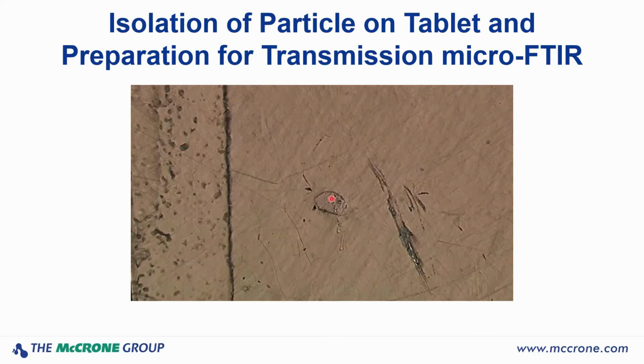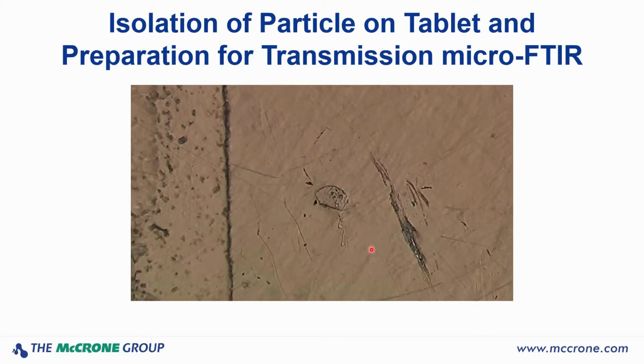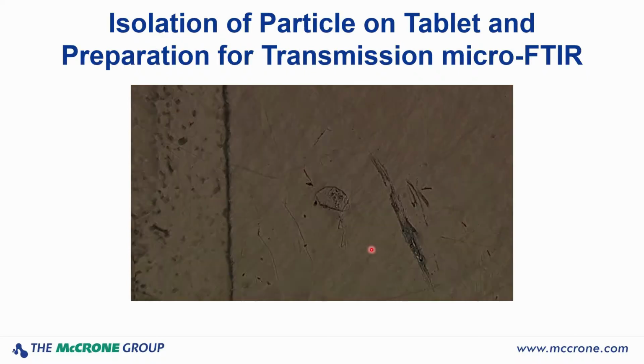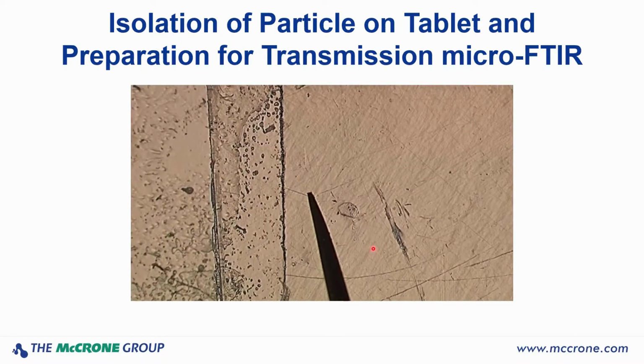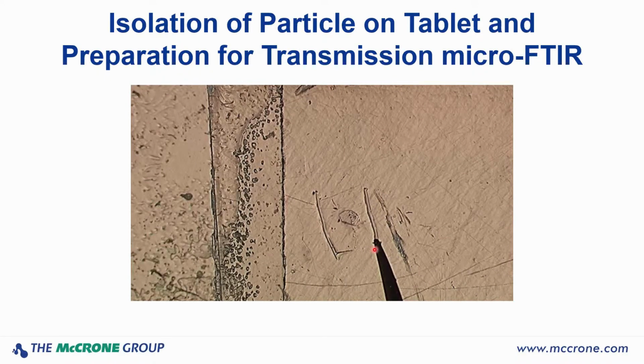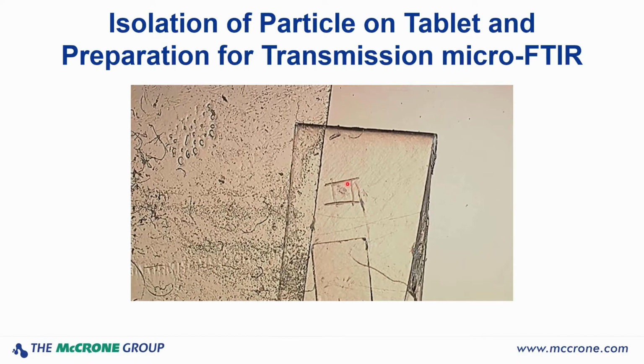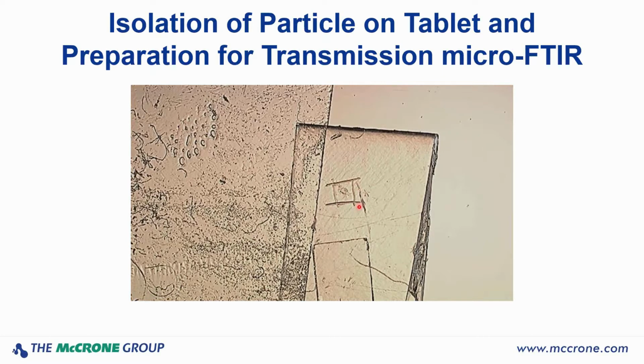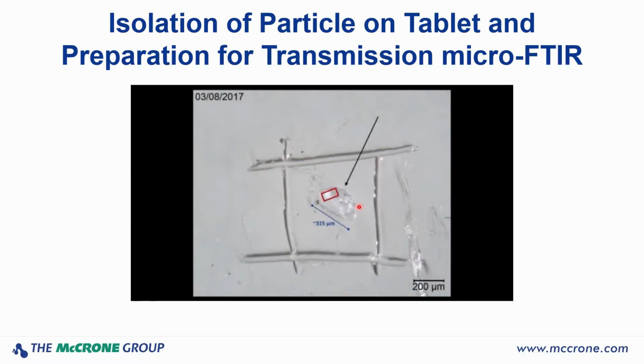In this area you can see some of the small dark specks. At this point I don't know if that's contamination or not. I'll show you how we're going to get around that here in a second. But there we just scribe a box around it so that when we leave our microscope area to go to the instrument, we can find it.